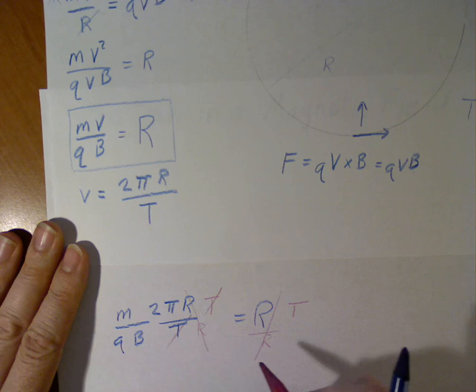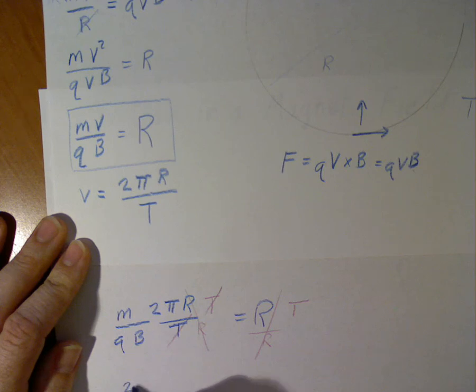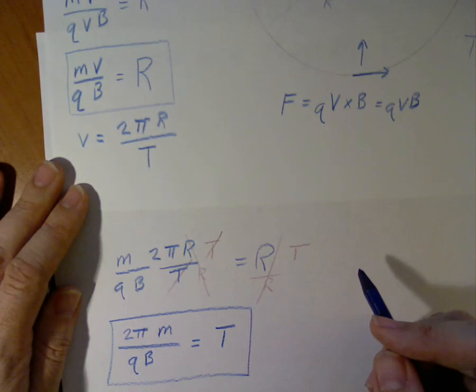T over t cancels out. This leaves us with 2 pi m over qB equals T. We have the period.